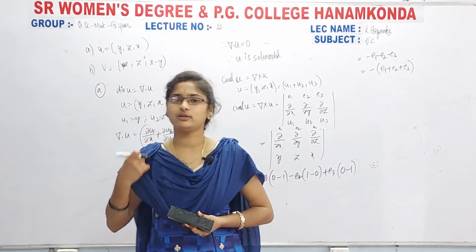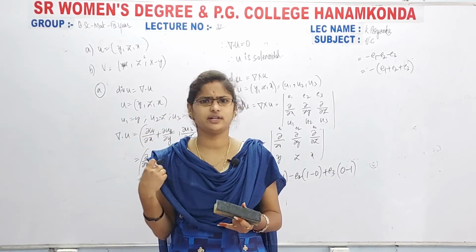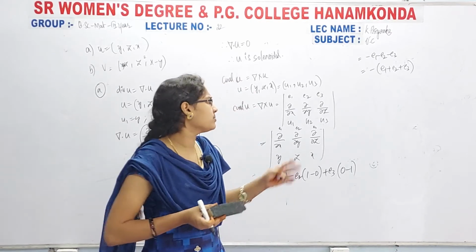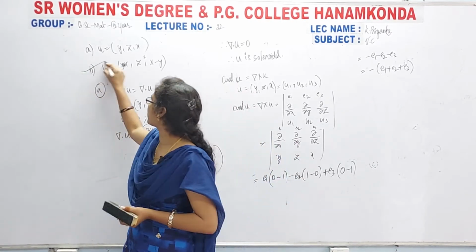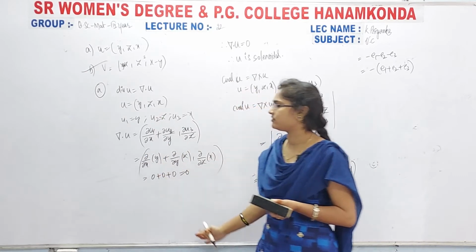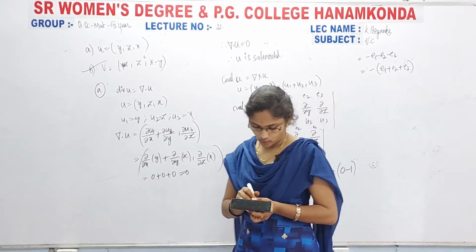So if the values of E1 are 1, 2, whatever it is, we don't know those values, we simply calculate it. And here you have the second one, V1. In the same way you have to calculate. That is homework, okay.